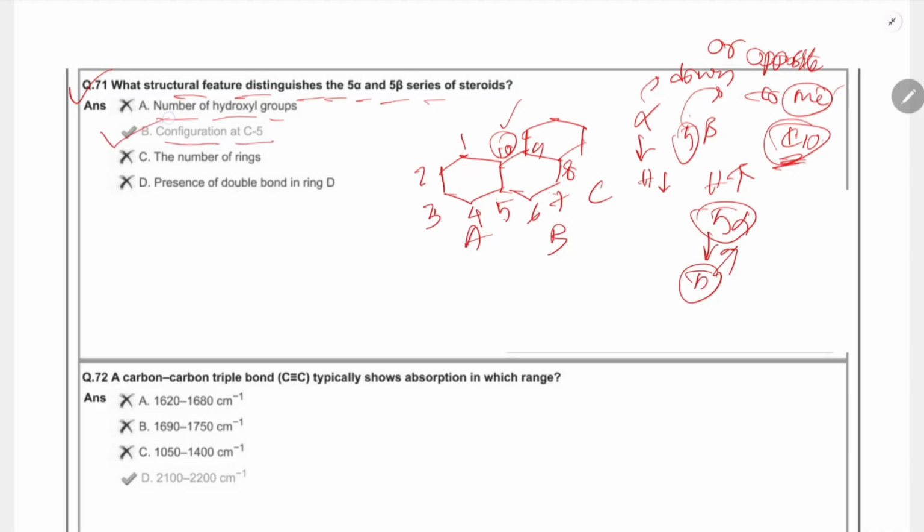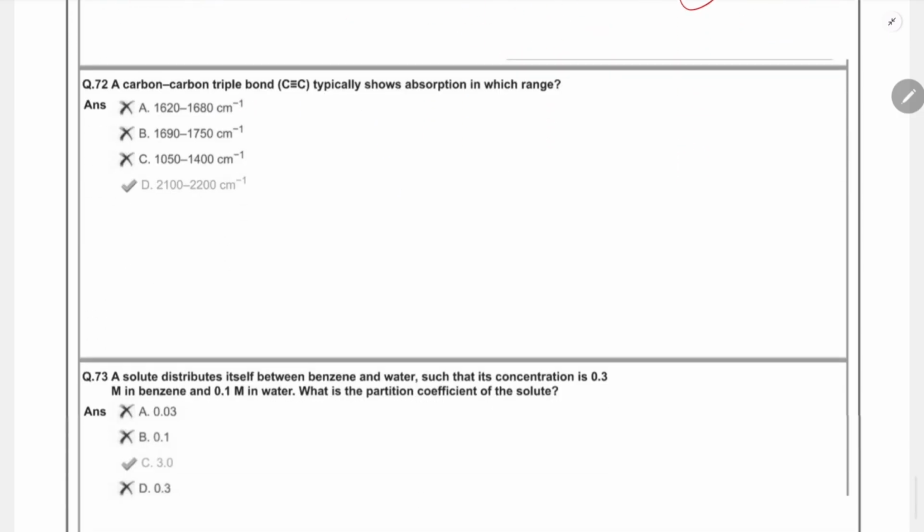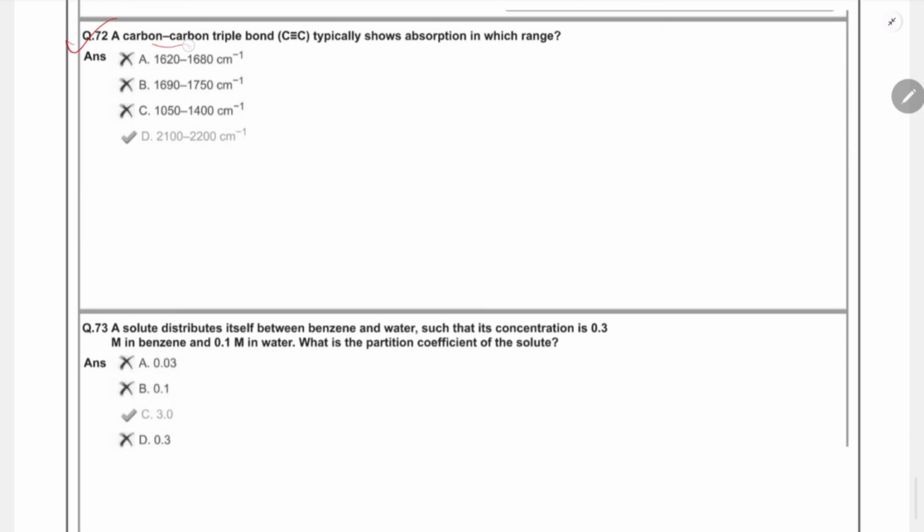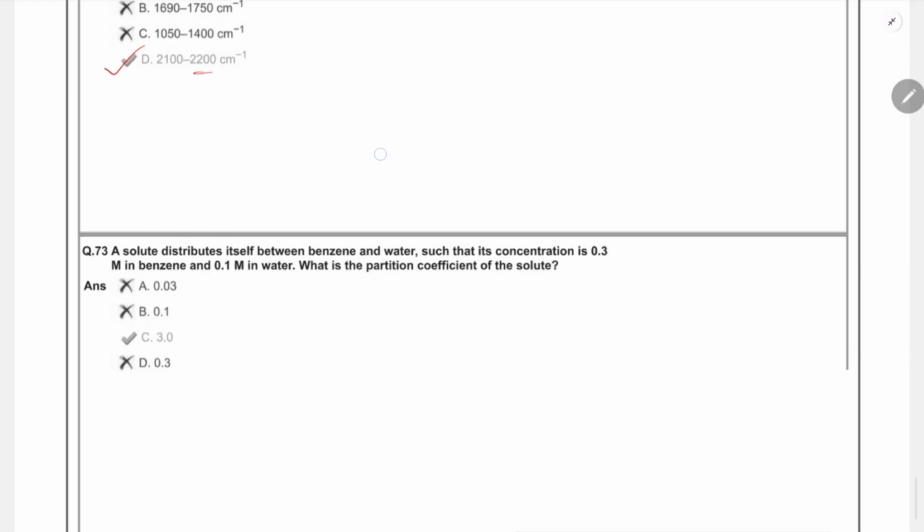Configuration at C5, that is true. The number of ring, no. Presence of double bond, no. Option B is correct answer. Question number 72: a carbon-carbon triple bond typically shows absorption in which range? It is about 2100 to 2200 centimeter inverse.